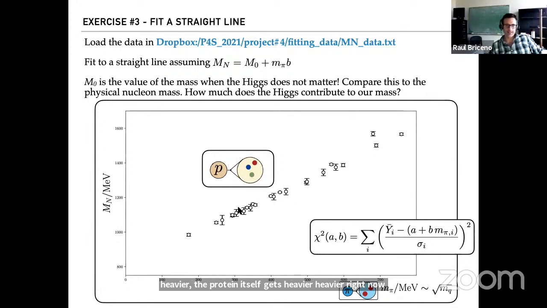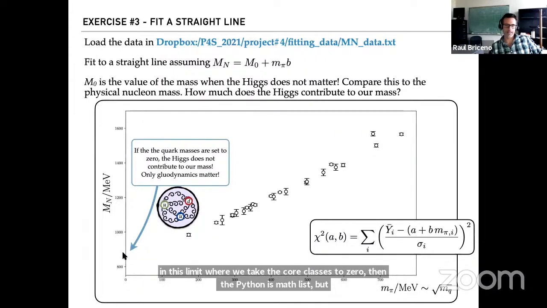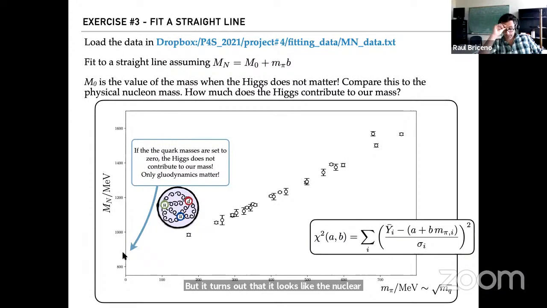That's fine. The thing that's weird is what happens in this limit, where we take the quark masses to 0. Then the pion is massless, but it turns out that it looks like the nucleon is not massless. And in this limit, the Higgs itself doesn't matter, because the Higgs is a source of the masses of the quarks. If we've removed the masses of the quarks, the Higgs is doing nothing to the quarks and is doing nothing to our masses. So in this limit, the Higgs plays no role in generating our masses.